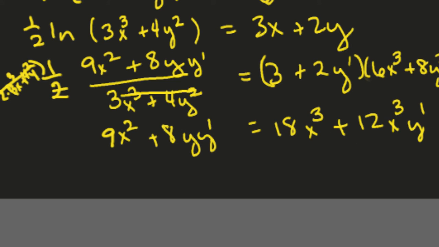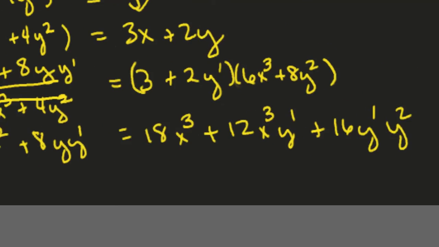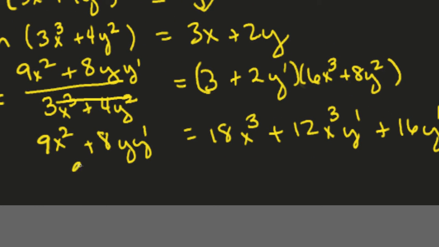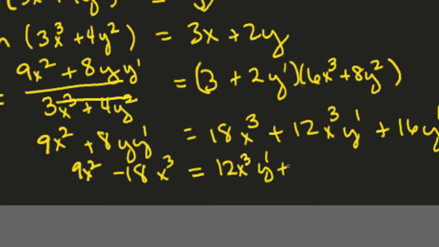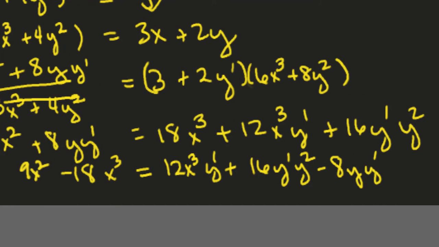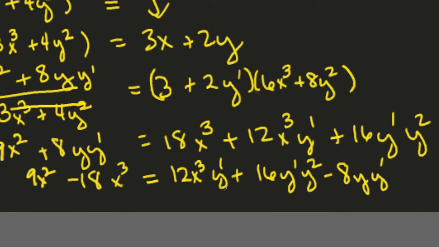And then we can subtract that 18x cubed on both sides. And when you do so, you're going to get a 9x squared minus 18x cubed equals 12x cubed y prime plus 16y prime y squared minus that 8y prime. None of these have the same exact exponents, or they're not considered to be like terms, but each one of these has a y that you can factor out, or y prime, sorry.